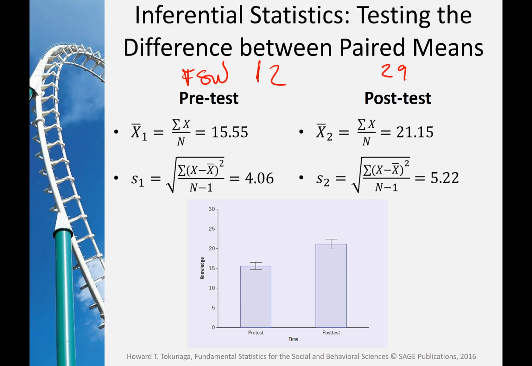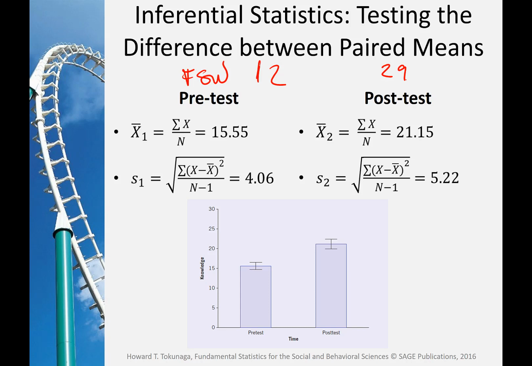So me at time 1 was a 12. The other 19 parents that took it, our group at the first time, had an average score of 15. I'm going to count that as questions right and not as a percentage. 15 questions right.